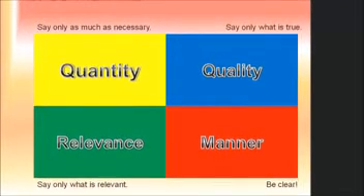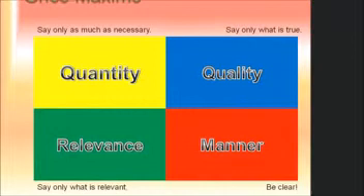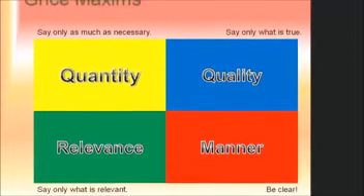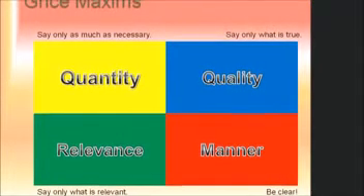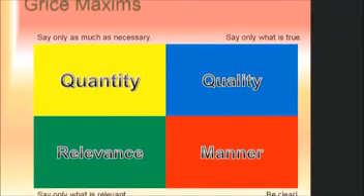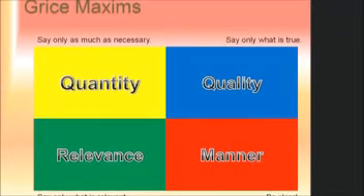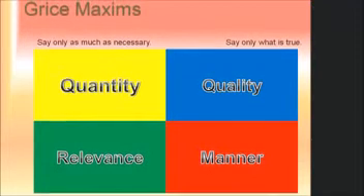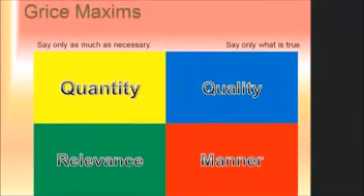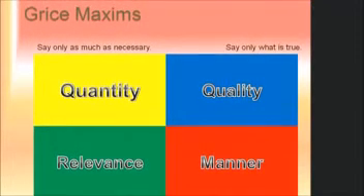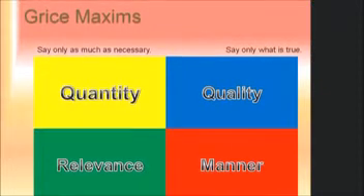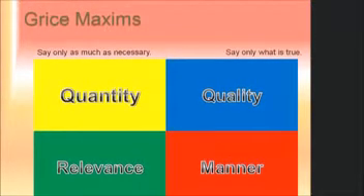First is the quantity, which means say only as much as necessary. The relevance, say only what is relevant, and quality, say only what is true, and observe the manner of saying. Be clear. Now let us define each word so that you can understand it properly.